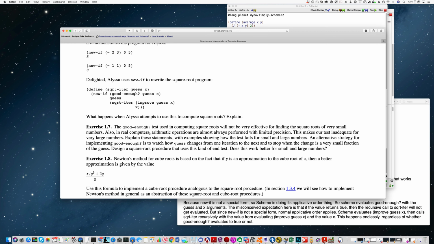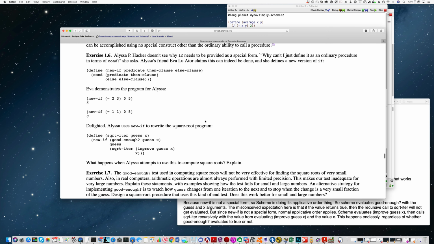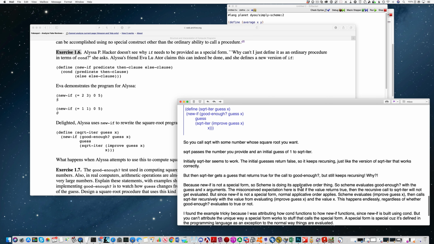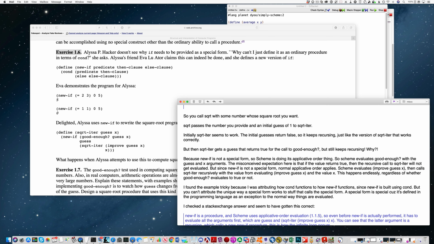So, more programming. I managed to figure this out. I'd been stuck on exercise 1.6 in the last video, but I wound up figuring it out in email.